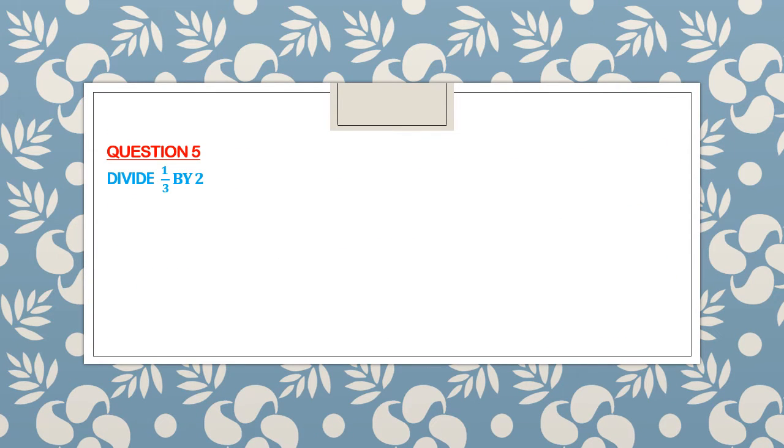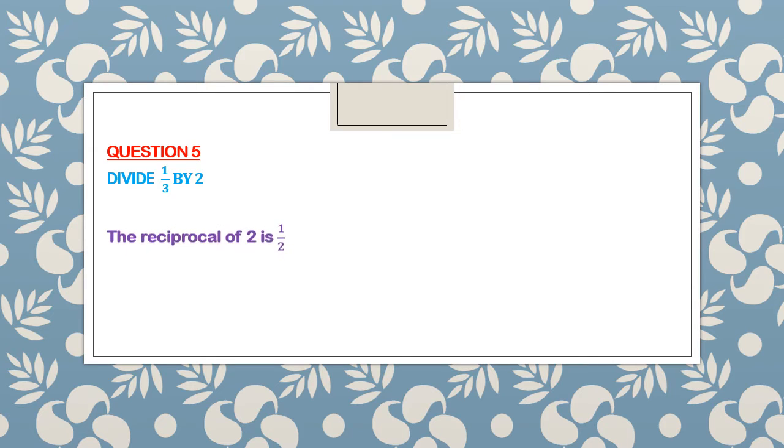Question number 5. Divide 1 by 3 by 2. Now here in division you can see that "by" is always written. Just like in multiplication we write multiply 1 by 3 of 2, but in division we write divide 1 by 3 by 2. So here "by" refers to division.